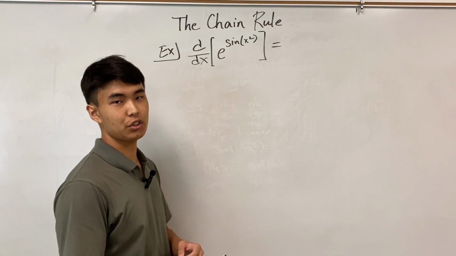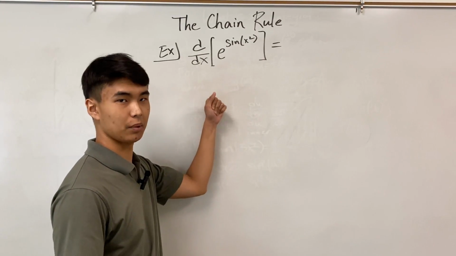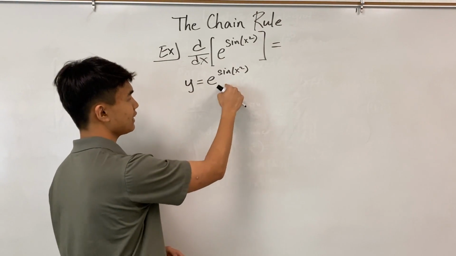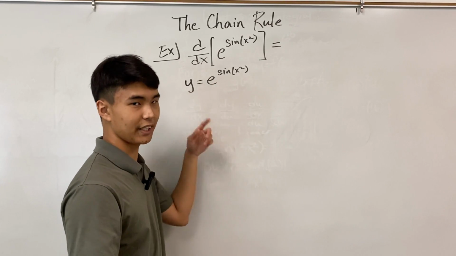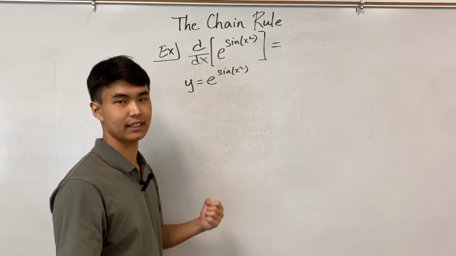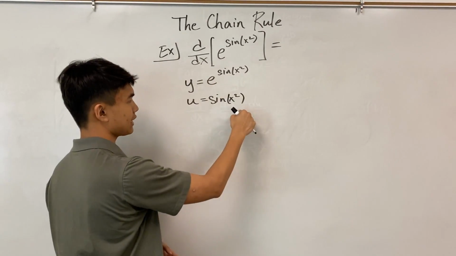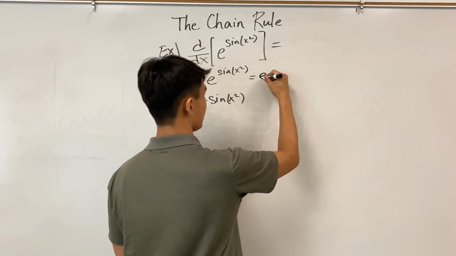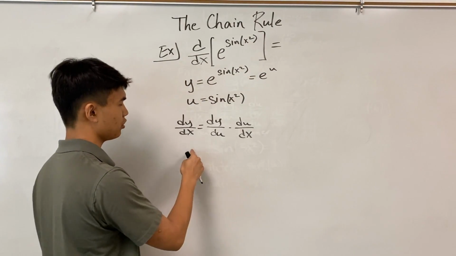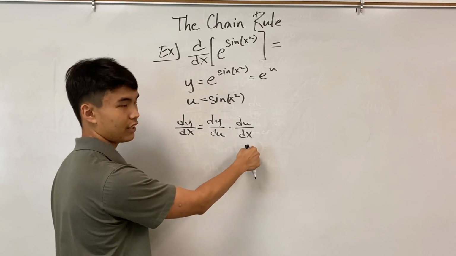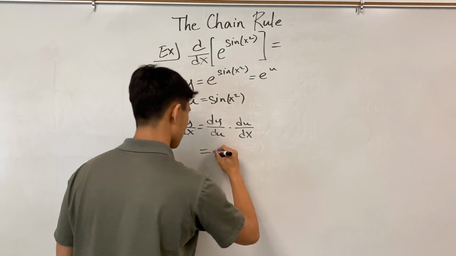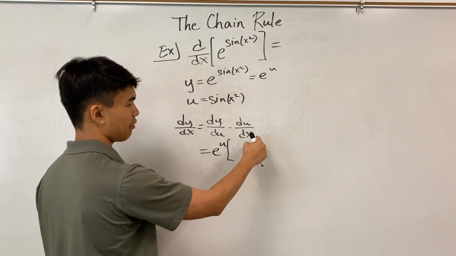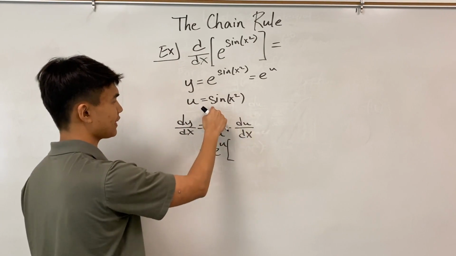And you should also know you can use the chain rule more than once, like in this problem. So I have y equal to e^(sin(x^2)), but we only know how to take the derivative of e^x or e^u, just e to one entity. I'm going to let u equal sine of x squared, so this becomes e^u. Remember, for the chain rule, our derivative is the outer times the inner. dy/du is the derivative of e^u with respect to u, which is just e^u. And the derivative of u with respect to x is the derivative of sine of x squared.